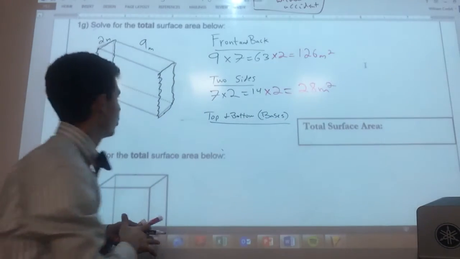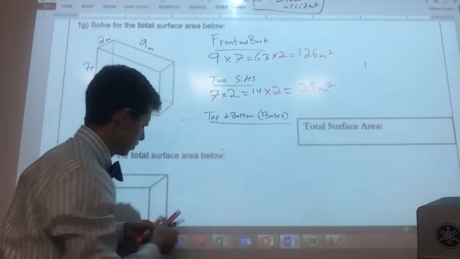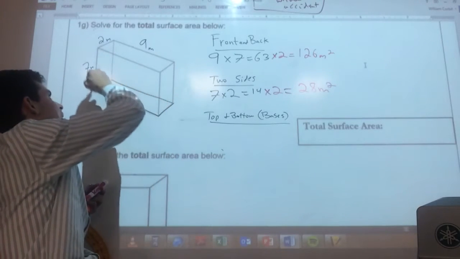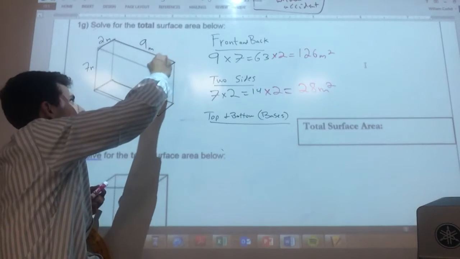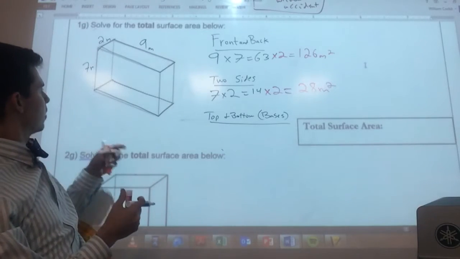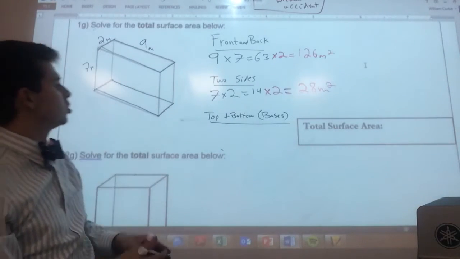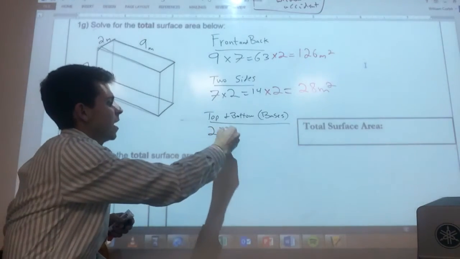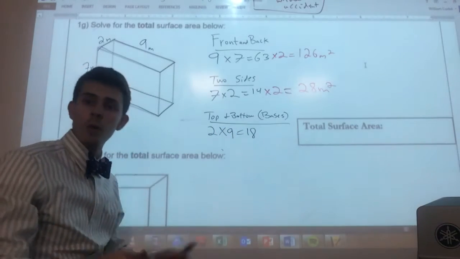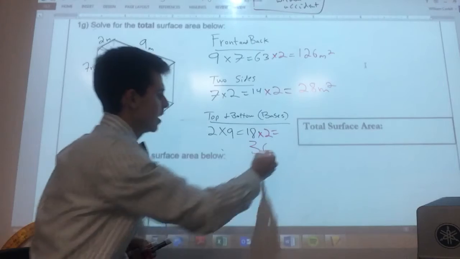And now the top and bottom are the bases. We're going to be solving for this one right here, and this one right here. Those two, and they're the same. So for the bottom and the top, the width is 2 and the length is 9, so it's going to be 2 times 9, and that is equal to 18. Now multiply by 2. Why are we multiplying by 2? Because there's two sides. 36 meters squared.